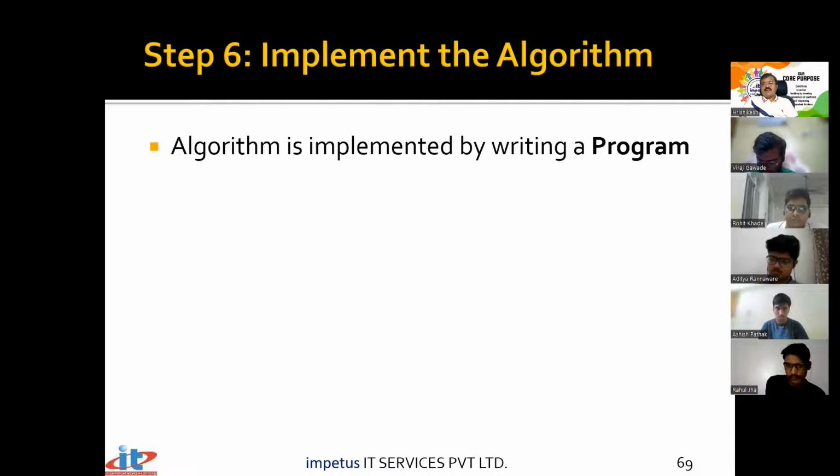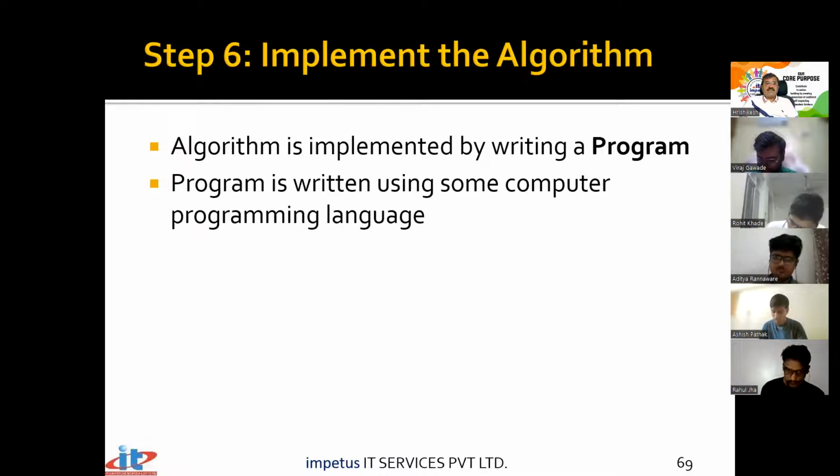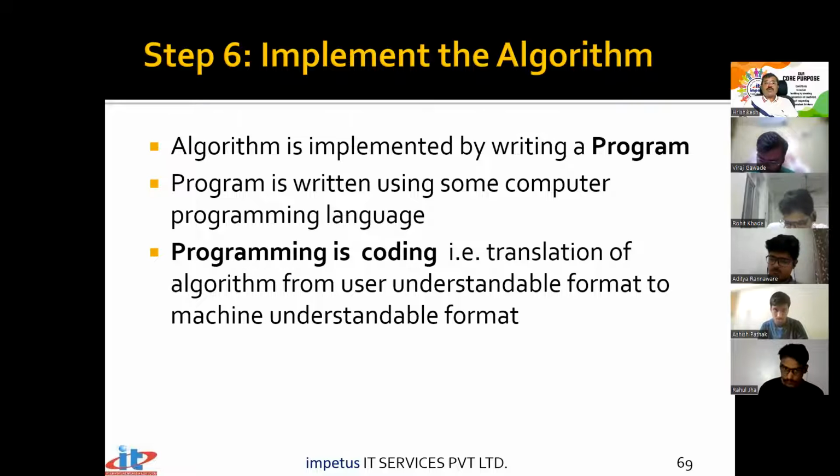And implementing is nothing but writing a program. It's translating those English-like statements into a program using some language that you know. Programs are written using programming languages, so you will be knowing some language. You will translate the algorithm that you have into a programming language, into code, as we call it. So here programming is coding. And coding is nothing but translation of an algorithm from a user-understandable format like English or pictures to a machine-understandable format.